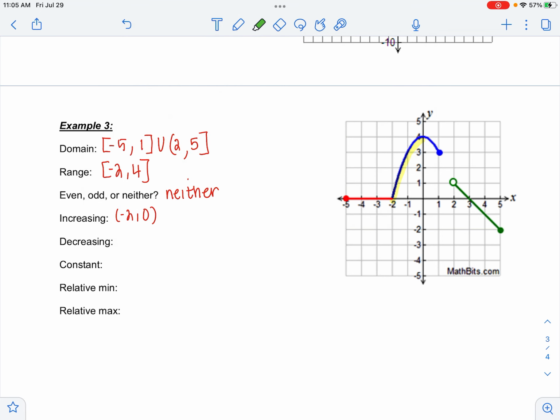Decreasing, it's decreasing right here. And then it's also decreasing here. These are 2 separate pieces. Remember, the domain of them is not continuous. There is not a jump there, but it ends and then picks up at a different x value. So make sure you say them separately. This is 0 to 1, the first piece, that little blue part. And then the second piece is 2 to 5, union 2 to 5.